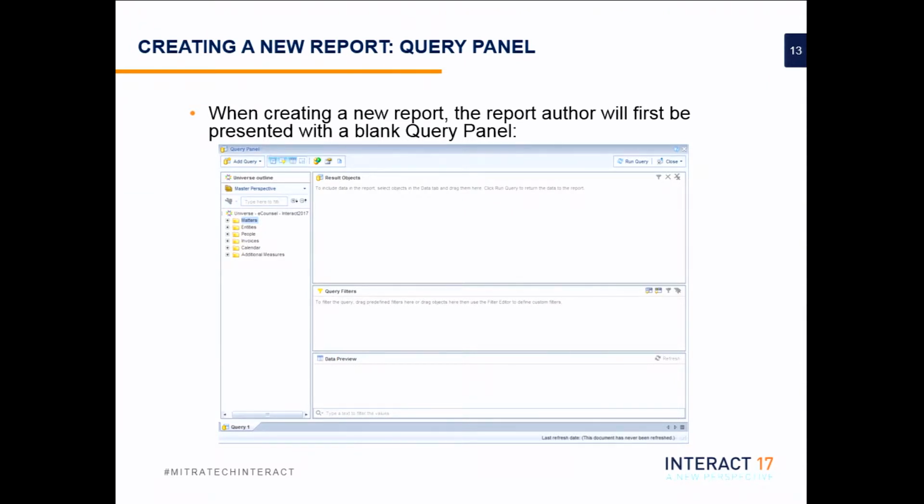This is the query panel, which allows you to define what kind of data is going to show up on the report. On the left-hand side, we have a list of folders, and this list of folders is broken out and designed in the same manner as eCounsel itself. We've got matters first, entities, people, invoices, calendar. Inside those folders is a list of all of the objects, tabs, sub-objects in eCounsel. And if there's a field that exists in eCounsel, it will be available here in the universe as well.